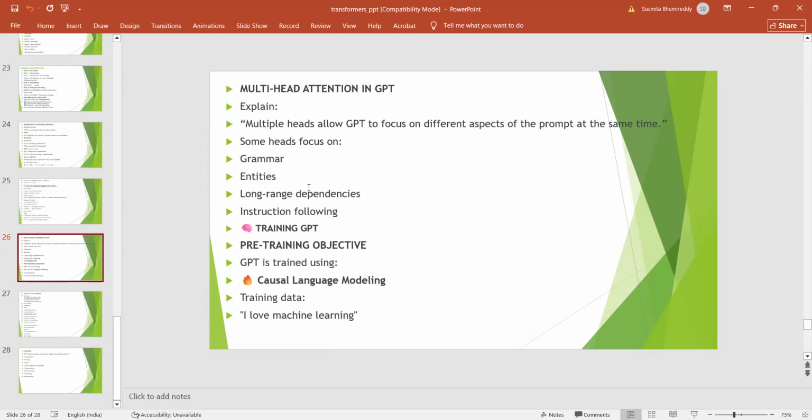So the first part is completed, and this is multi-head attention. As I said before, multi-head attention means focusing on different things at the same time, like the grammar, entities, long-range dependencies, and instruction following. And this is the pre-training objective, so giving the training data here.